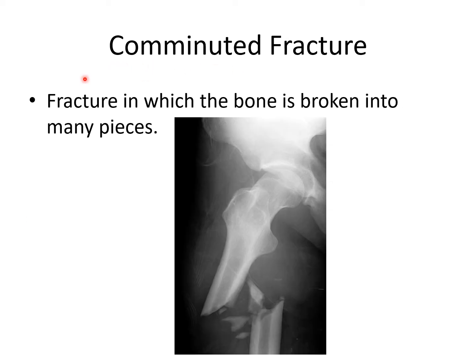Comminuted fractures are really bad. They happen when the bone gets shattered into a bunch of different little pieces. So again, here is a femur. This is the top portion, the socket with the hip, and then you can see there's all these little shards of bone fragments with this comminuted fracture.